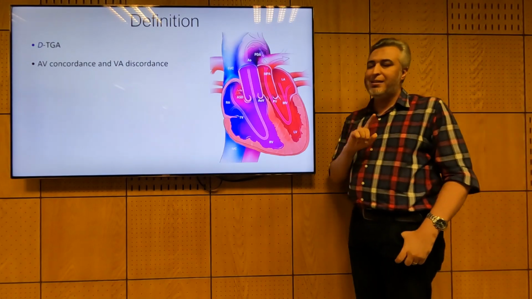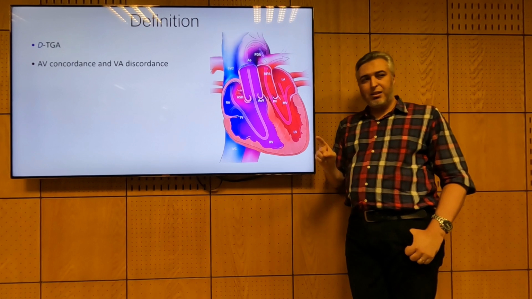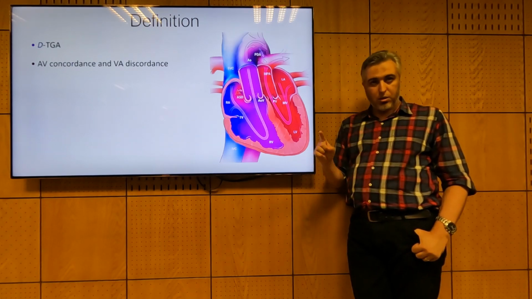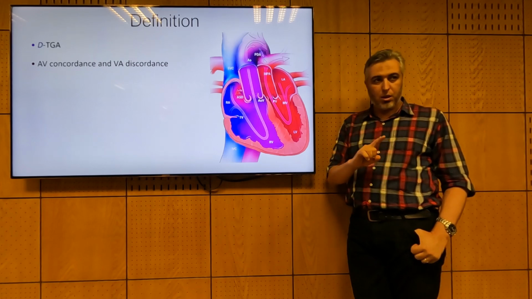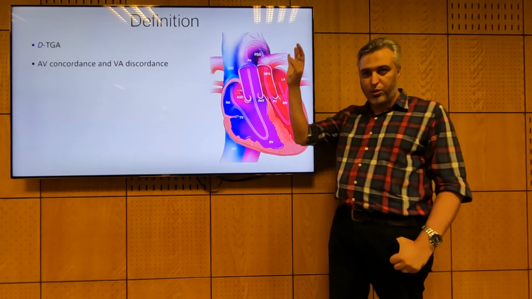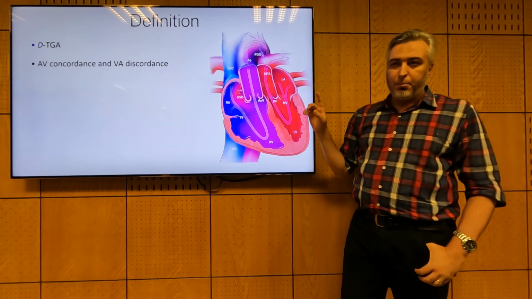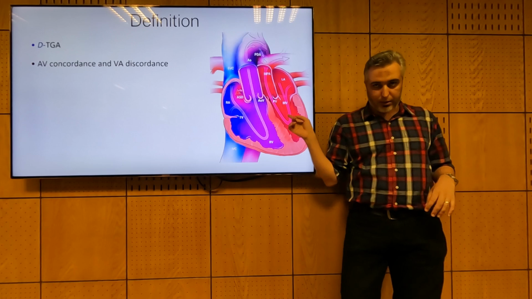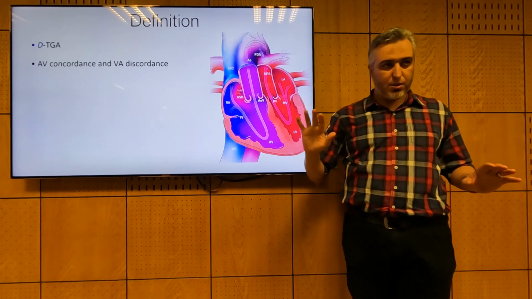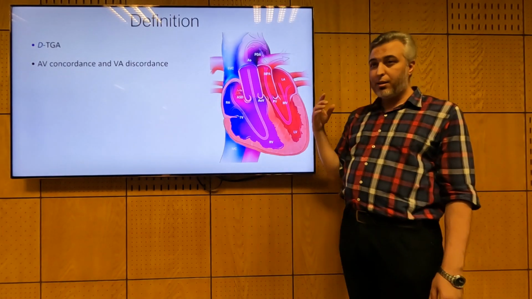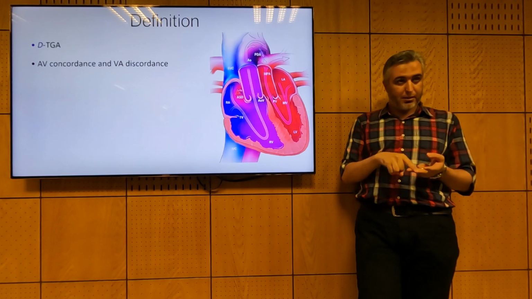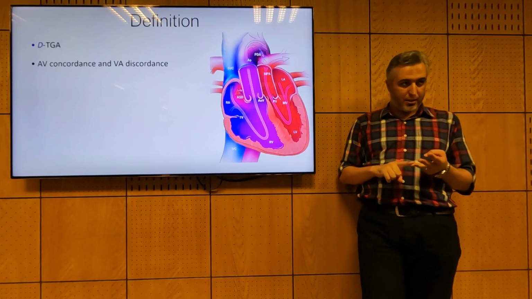When we say DTGA, we do not necessarily mean that the aorta is to the right. This is common. It is commonly anterior and to the right, but this is not necessary for the definition. When we say DTGA, people say d-looping of the ventricles, but for practical reasons, we're just meaning AV concordance, VA discordance. This is the important feature for the pathophysiology, for the presentation and the management of these cases.